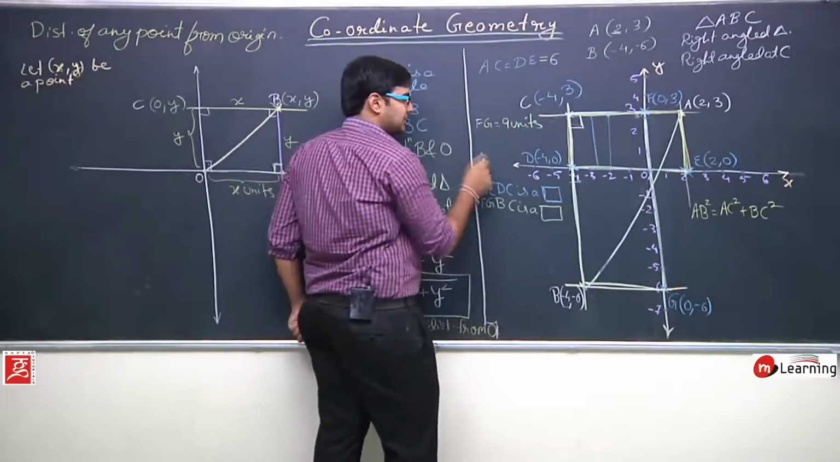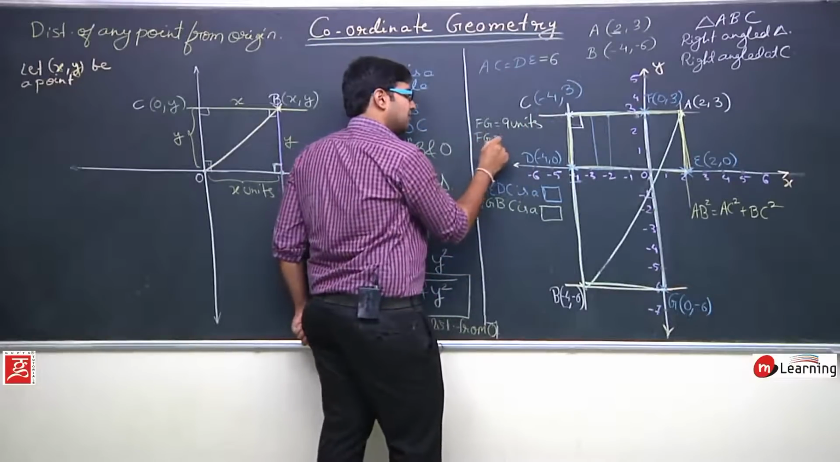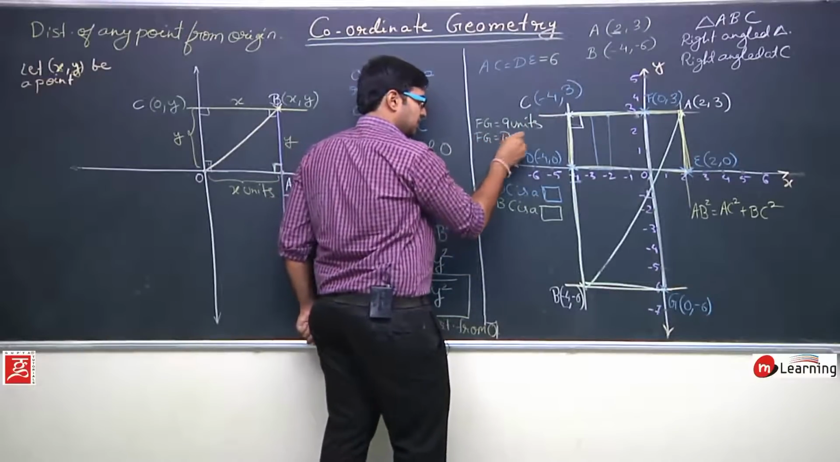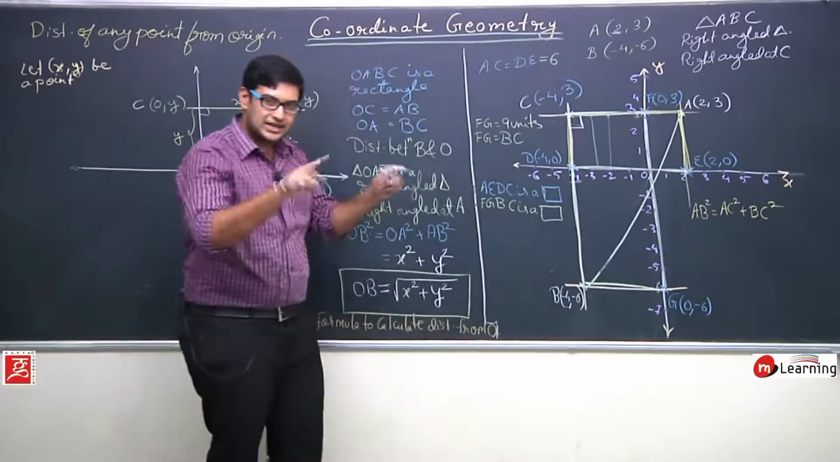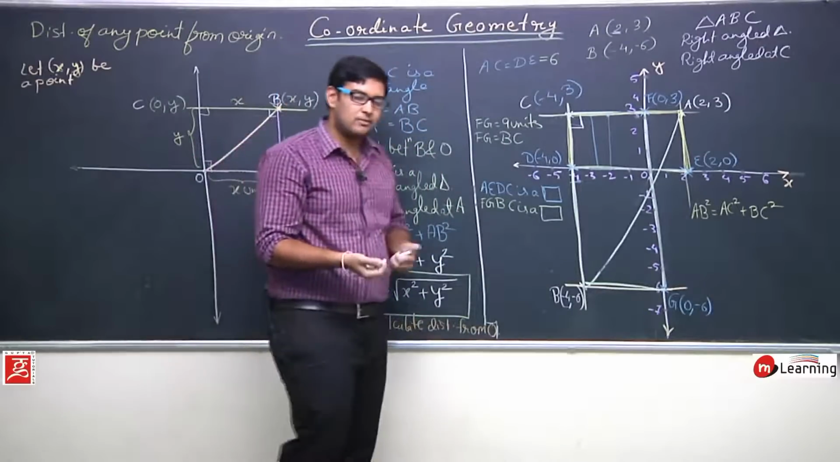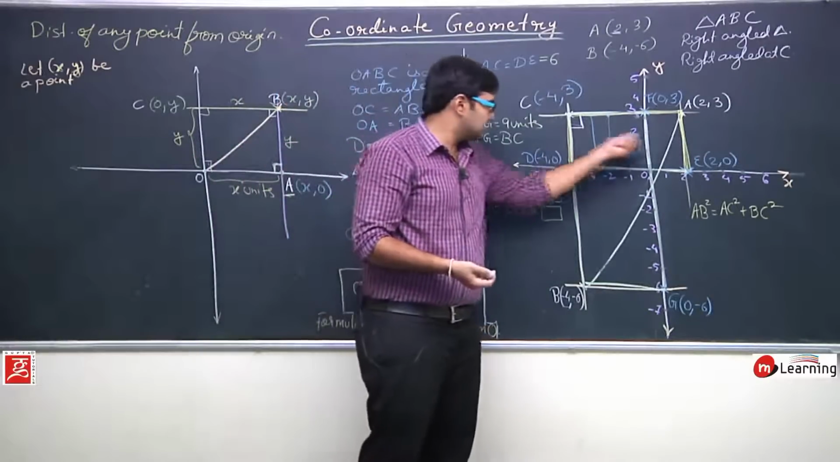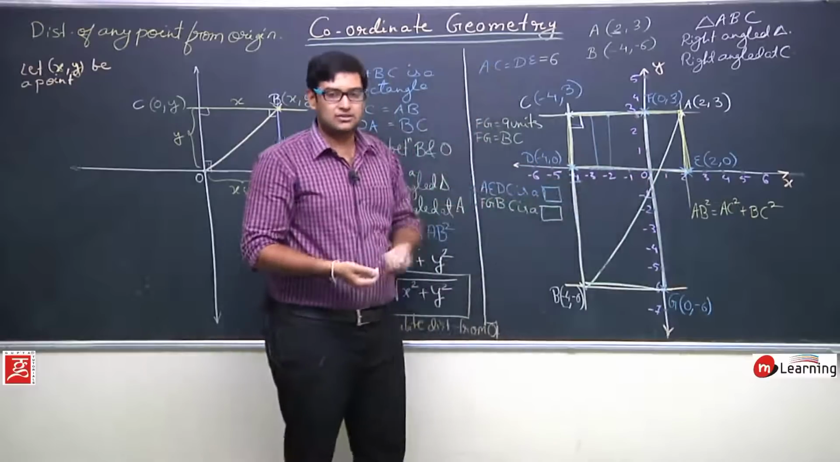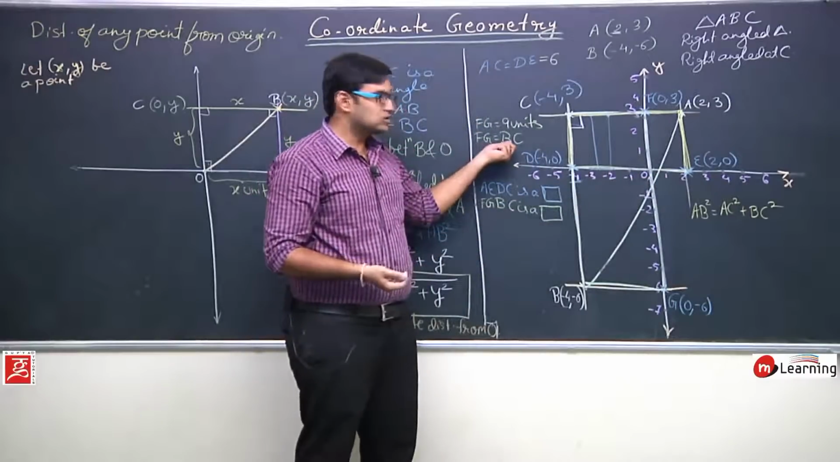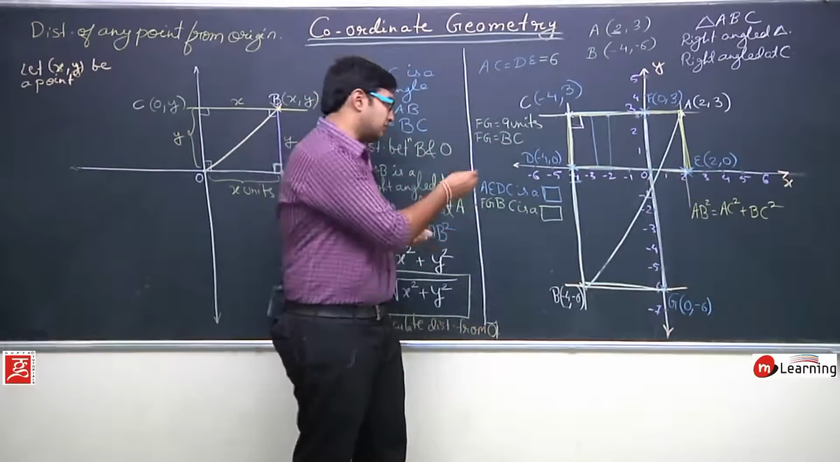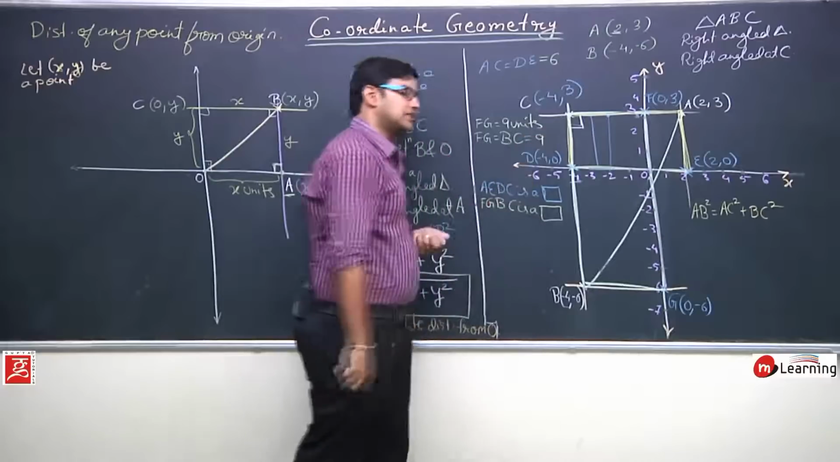And what else? You can see that FG is basically equals to BC, because this is a rectangle. In rectangle we have opposite sides equal. So these both the sides are equal. So FG is equals to BC. So the length of BC is equals to 9 units.